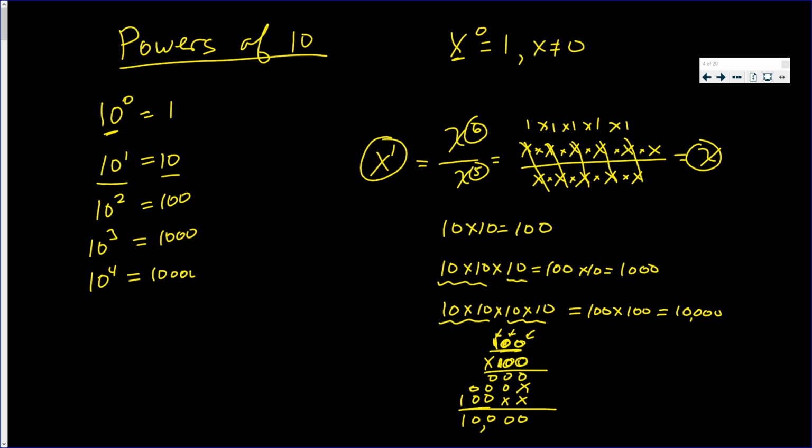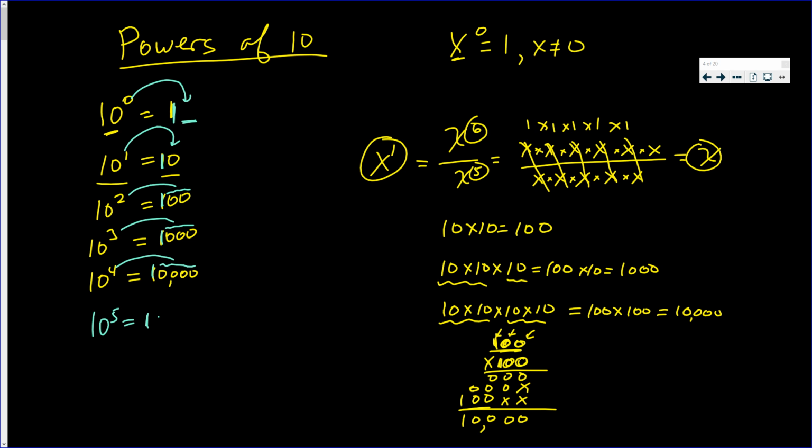And let's notice something. Let's see what they all have in common. They all have a leading 1. And when the power is 0, you have 0 zeros here. When the power is 1, you have 1 zero. When the power is 2, you had 2 zeros. When the power is 3, you had 3 zeros. And when the power is 4, you have 4 zeros. And this is going to always be true.